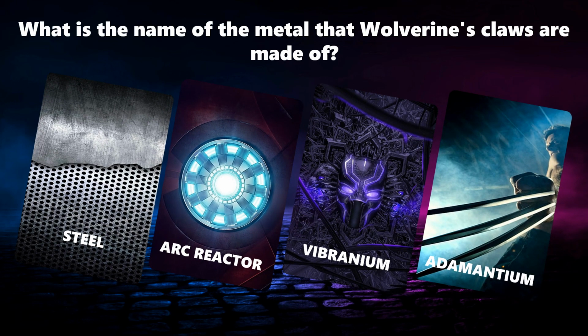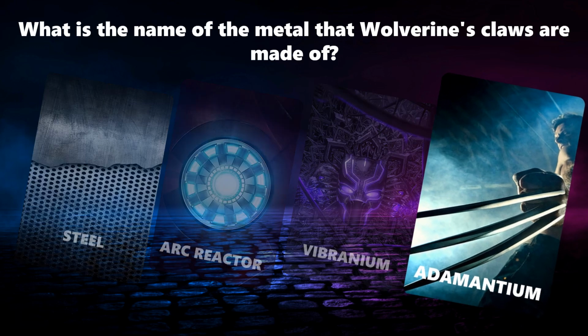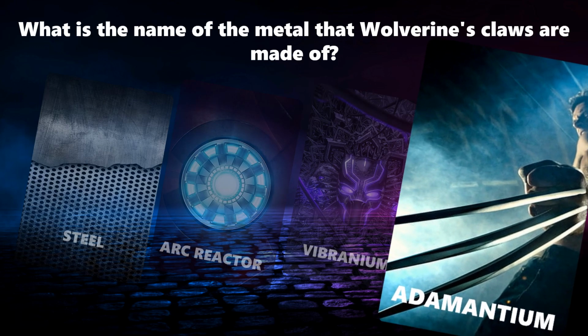What is the name of the metal that Wolverine's claws are made of? Here are your options: steel, arc reactor, vibranium, and adamantium. The correct answer is adamantium. That's right, Wolverine's iconic claws are made of the indestructible metal known as adamantium. Adamantium is a fictional metal in the Marvel Comics universe that was originally created as part of the Weapon X program, which gave Wolverine his enhanced abilities and unbreakable claws.